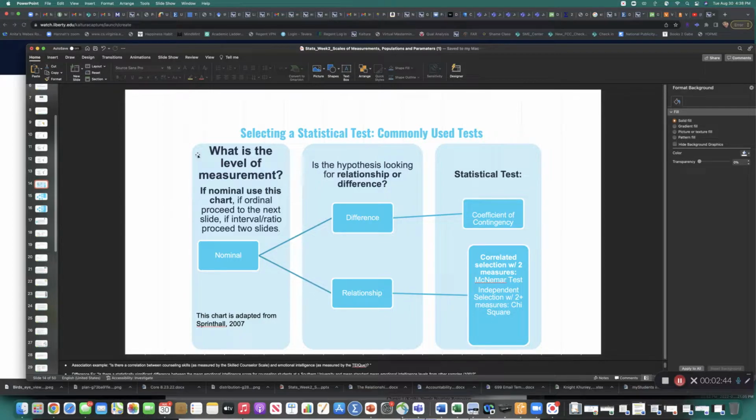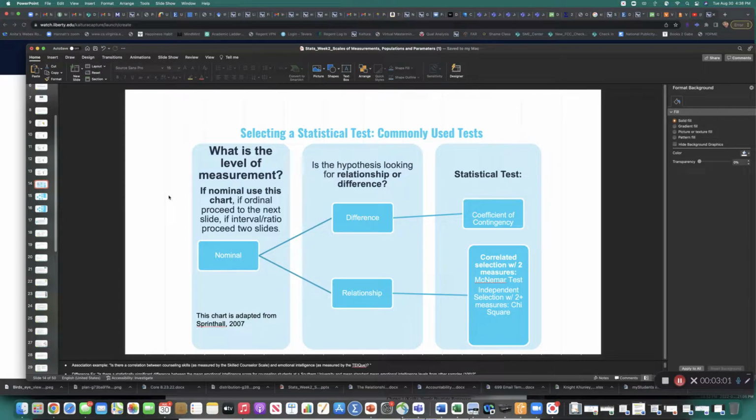And then this is what the decision tree might look like. This is adapted from Sprint Hall 2007. So we start with, what is a level of measurement? If it's nominal, we use this chart. If it's ordinal or ratio, we'll proceed to one of the next charts.